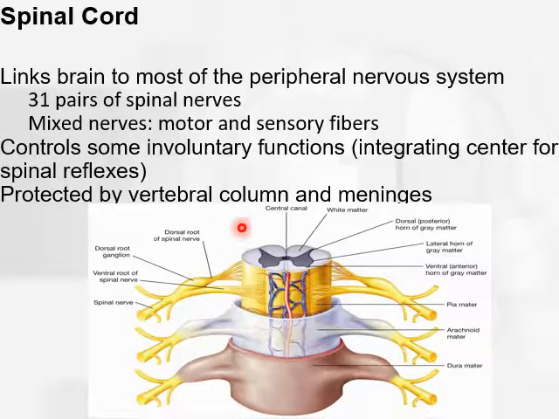The spinal cord links the brain to most of the peripheral nervous system. We have 31 pairs of spinal nerves. They are mixed nerves, motor and sensory, controlling some involuntary functions, and they are protected by the vertebral column and the meninges: the dura, pia, and arachnoid mater.